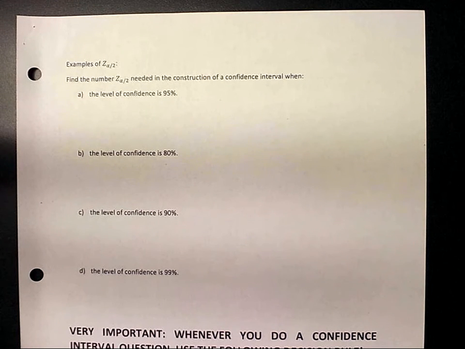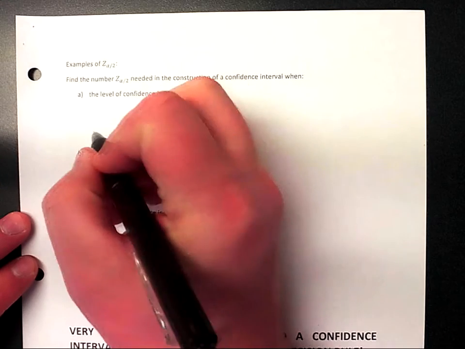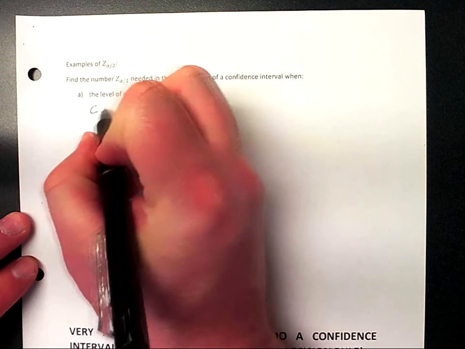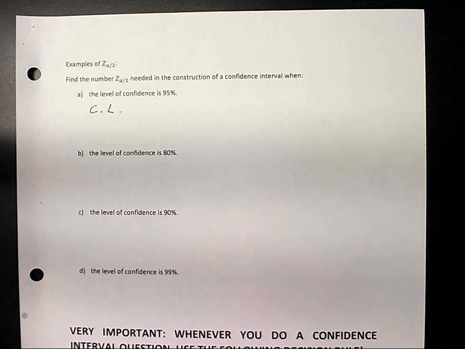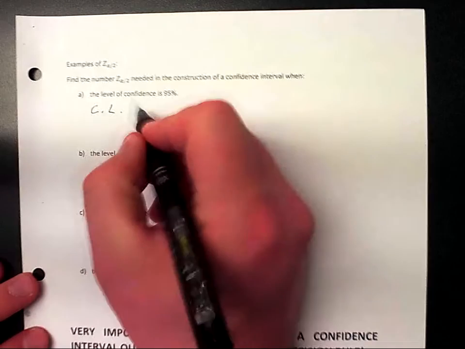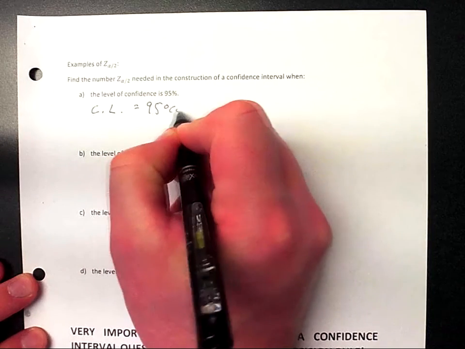Find the number z sub alpha divided by 2 needed in the construction of a confidence interval when the level of confidence is 95%. All right, so let's do this first one together. We know that our level of confidence, which I'm going to start abbreviating as C, is equal to 95%.